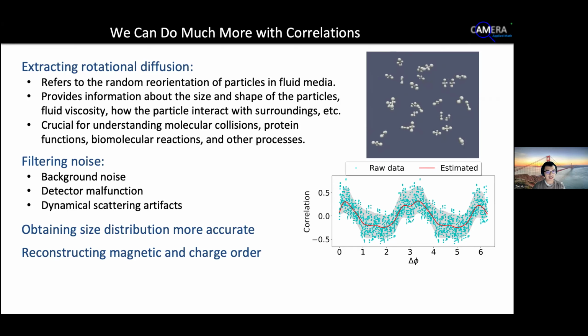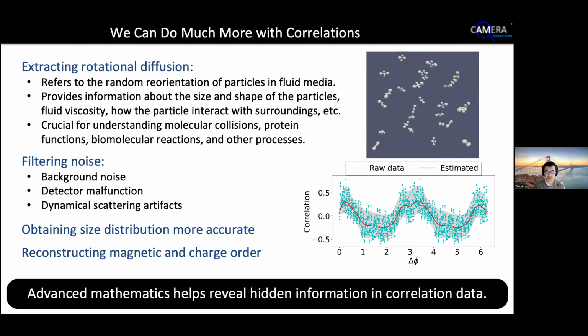However, if we want to study more complicated systems, more subtle structures, and more complicated dynamics, the relationship between the variables may become less obvious. In such cases, we need more sophisticated tools, more sophisticated computation methods, to process and analyze the correlation data. So this is where mathematics can come into play to help us reveal the hidden information in the correlation data.